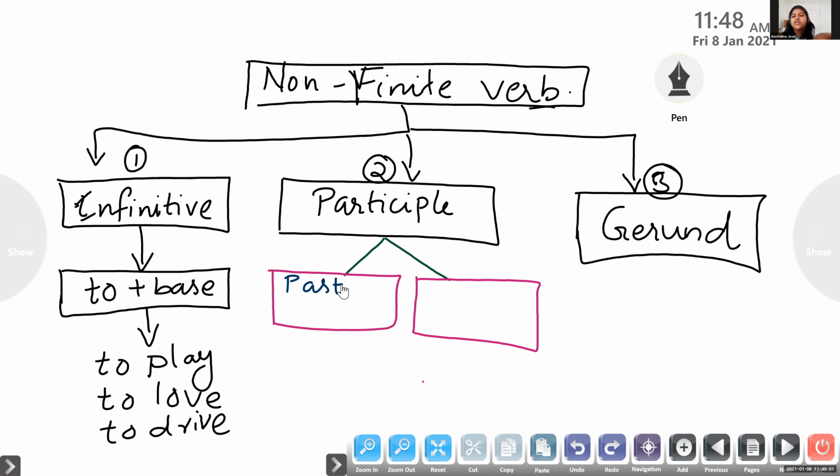I'm getting confused. No problem, I'll make you come out of your doubts. So participles are divided again into past participle and present participle. The second one is present participle.